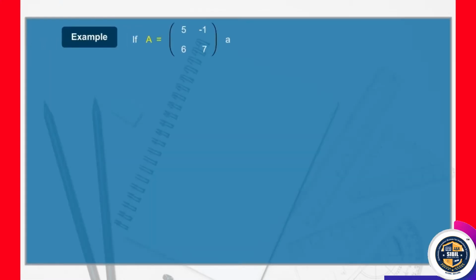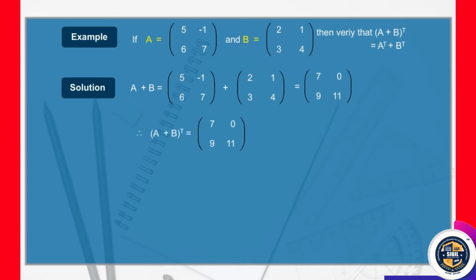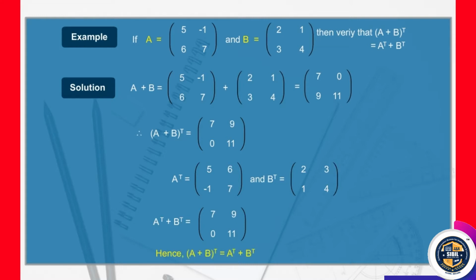Example, if matrices A and B are given, then verify that A plus B whole transpose is equal to A transpose plus B transpose. Solution. First, find A plus B. Therefore, A plus B whole transpose will be 7, 9, 0, 11. Now calculate A transpose and B transpose individually and add them. Compare the values of A plus B whole transpose and A transpose plus B transpose. Hence, it is true and verified.